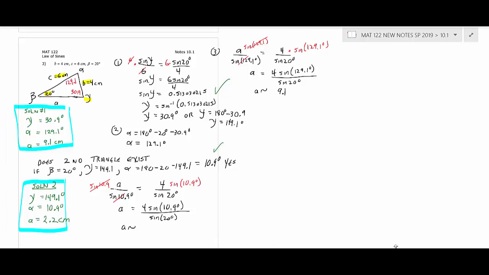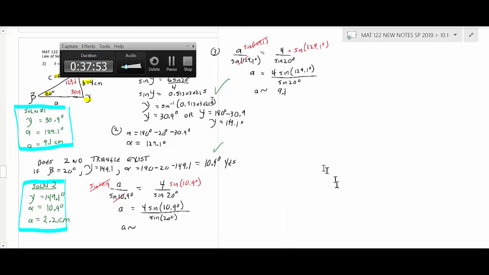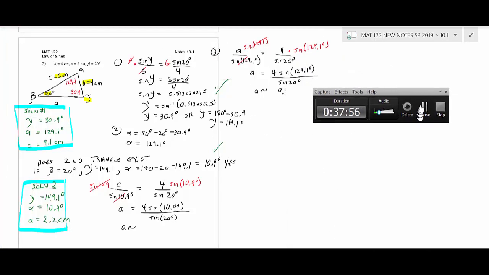I'll let you pause and study over that if you need to make some corrections, and that will close off the second part of this video, just with the ambiguous case. So hopefully that's not too ambiguous for you, and you can handle that ASS case whenever it shows up. Beware of the ASS.